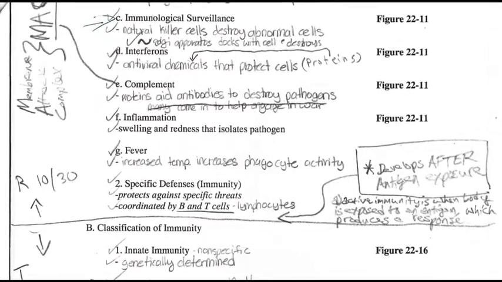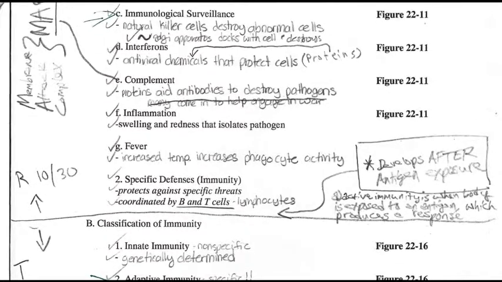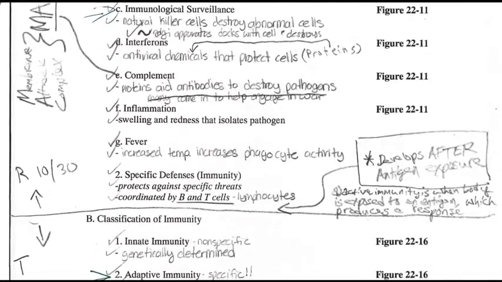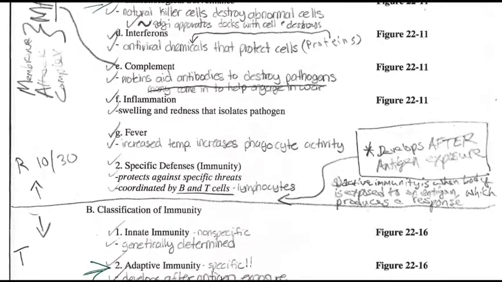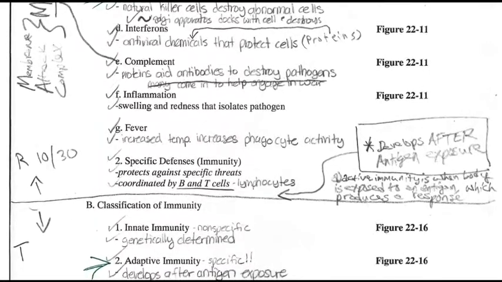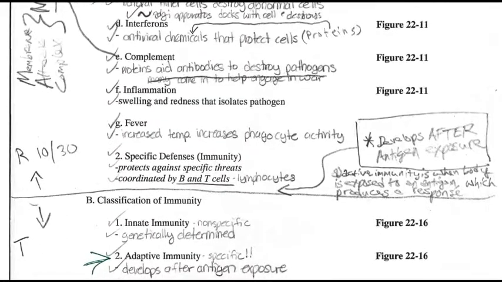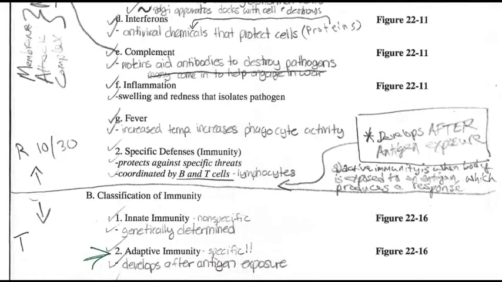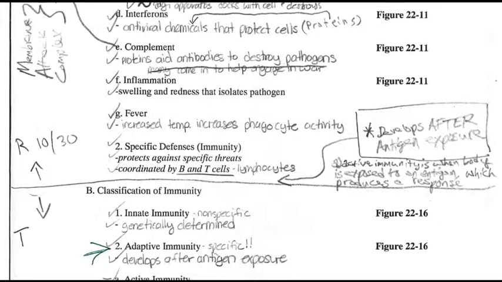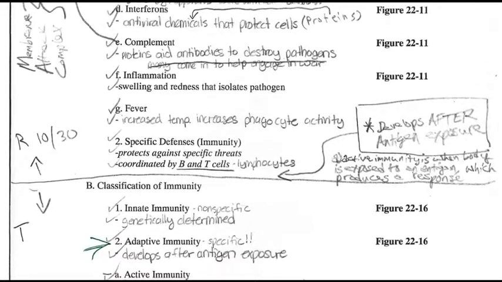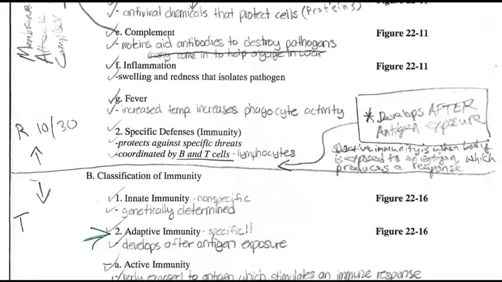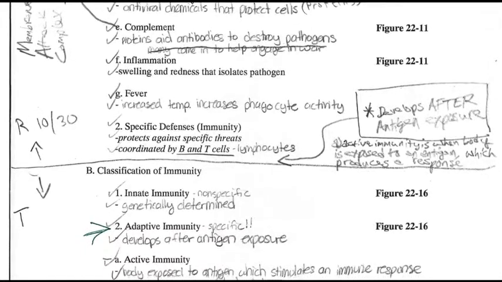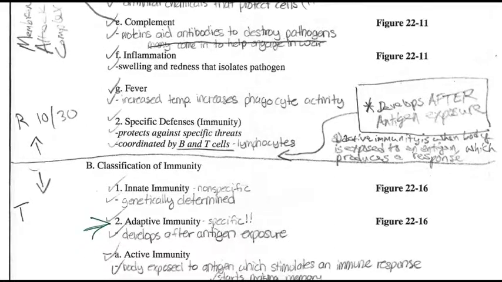2. Specific defenses, or specific immunity. This protects against specific threats. It is coordinated by B and T cells. Specific immunity develops after antigen exposure. Active immunity is when the body is exposed to an antigen which produces a response.